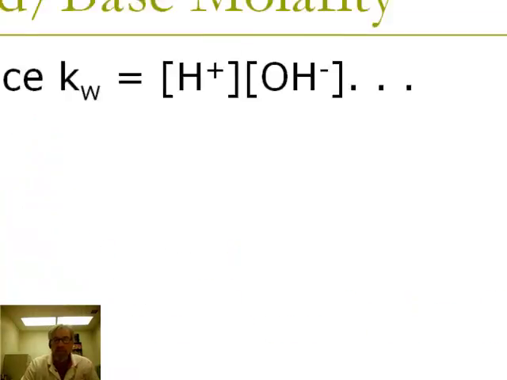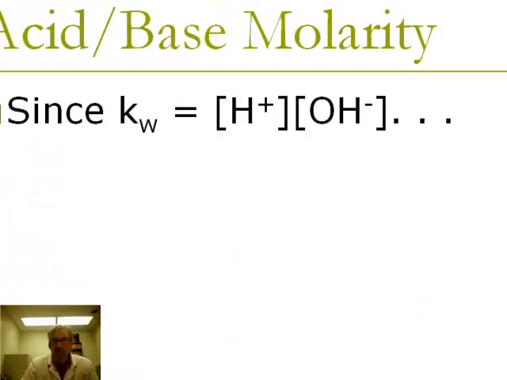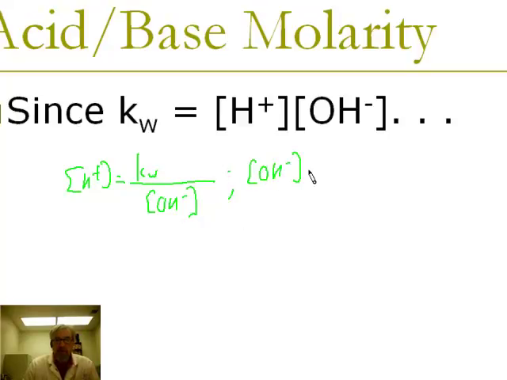Now, since Kw is equal to the concentration of H+ times OH-, I can develop a way to solve for H+ if I know OH-, and vice versa. The concentration of H+ would be given by Kw divided by the concentration of OH-. If I divided both sides by H+, I'd find this: the concentration of OH- is equal to Kw divided by the concentration of H+. And of course, Kw is that magic number, 1.00 times 10 to the negative 14th.